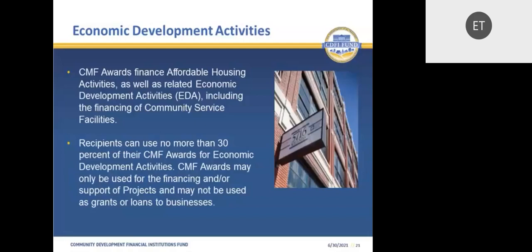I'm with NeighborWorks Laredo in Laredo, Texas, and pretty much the questions I had have been answered, but could you just expand a little bit? We're going to apply for our first time here. What do you mean with attracting private investments? What exactly do you mean by that?